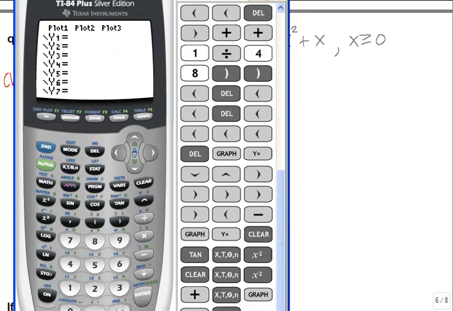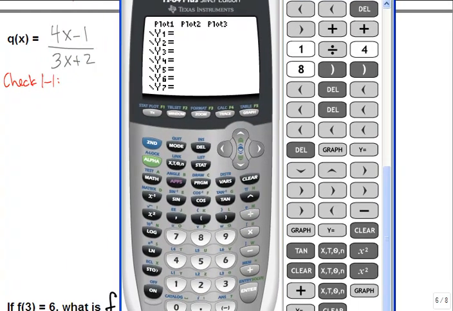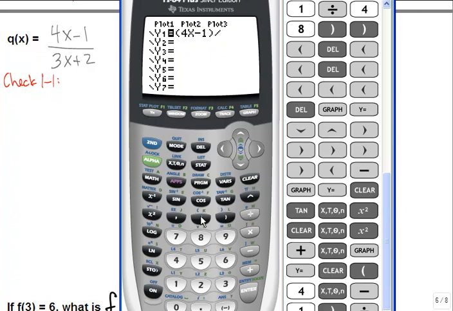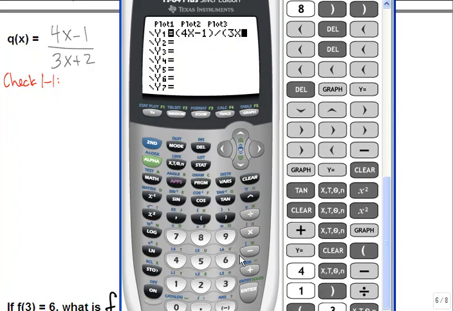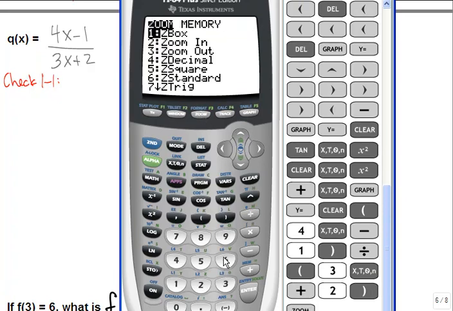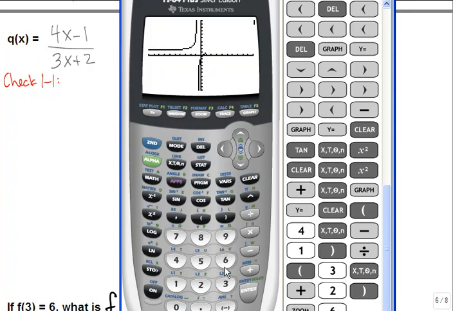So I'm going to pull up my calculator, and we're going to type in our function, making sure that we use parentheses around the numerator and around the denominator. And I'm just going to do a standard window and get a feel for what this looks like.